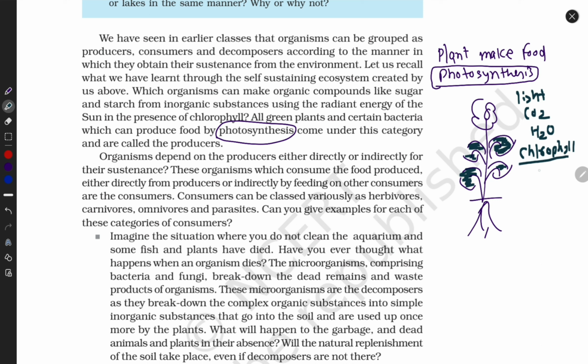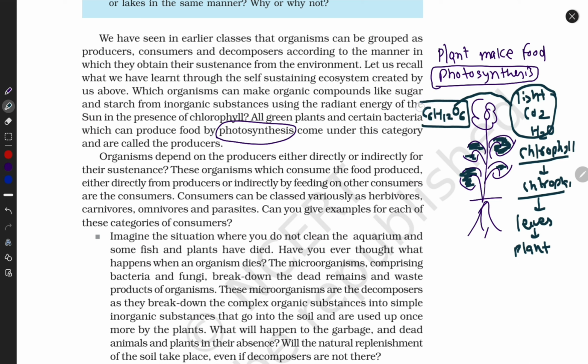Where is this chlorophyll located? In chloroplast. Where is chloroplast located? In leaves. Where are leaves located? On the plant. So these three things convert light energy to chemical energy, C6H12O6. This is our food. And they release oxygen. Clear, guys?